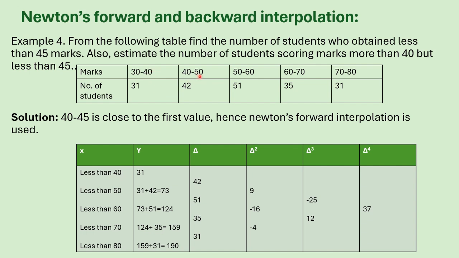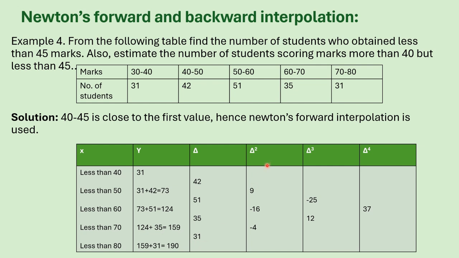Less than 50, the number of students is 42 plus 31. Similarly, less than 60 will be all these three values together, which comes to 124. And less than 70 is the sum of all these four values, which comes to 159, and less than 80 is 190, the sum of all these five values. Delta is 73 minus 31, which is 42, 124 minus 73, which is 51, 159 minus 124, which is 35, 190 minus 159, which is 31.